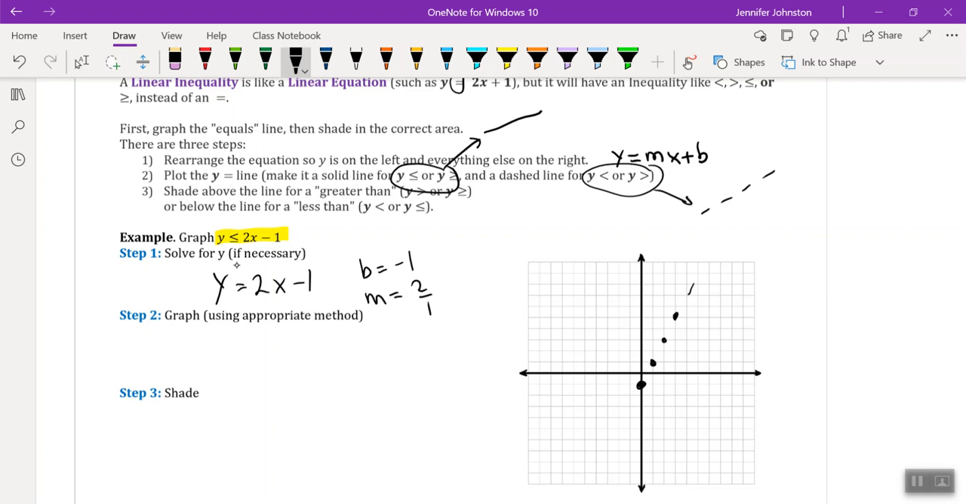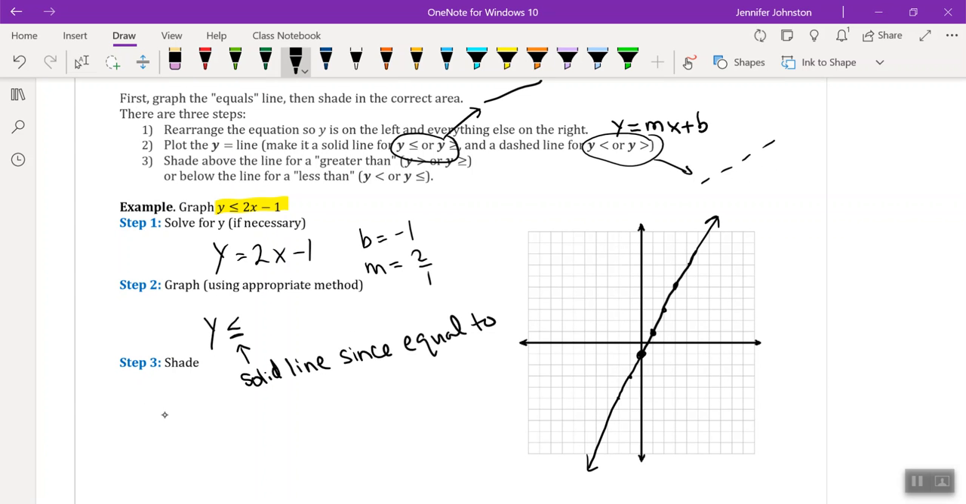So next we have to see, are we drawing a dotted line or a full line? Since it's y is less than or equal to, that means it's going to be a solid line. All right, so this is going to be one solid line. And remember, this line goes on and on and on. Next then, we are seeing that it's less than. Less than means that we have to shade everything below the line.